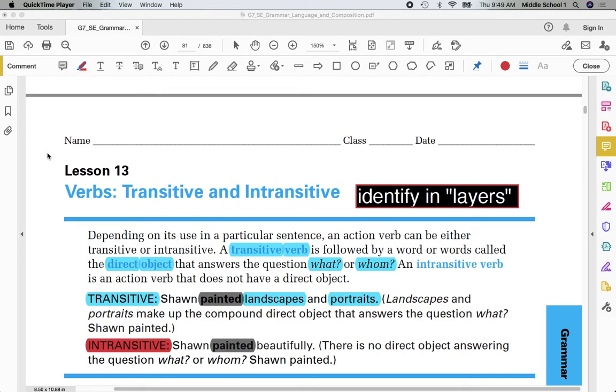Good morning, 7th grade. Today we're going to continue our discussion concerning verbs, and today we are going to be distinguishing whether our verbs in the sentence can be labeled as transitive or intransitive. At the top of today's lesson number 13, please put your first and last name, class 7, and today's date: 10/22, October 22nd. It is Thursday.